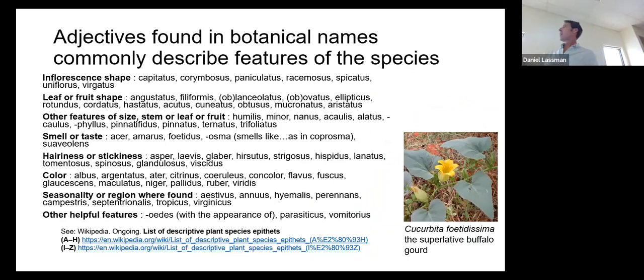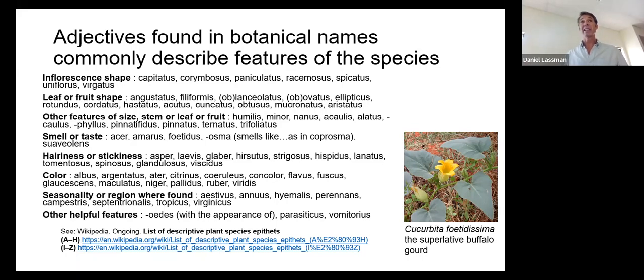I'm kidding. So when you're looking at noun-adjective combinations in Latin, you're going to see a lot of adjective words at the end of the two-word combination, which we'll talk about in a second, that basically just describe a plant. They may describe the inflorescence shape. All of those first line words are inflorescence shapes. So capitatus means head shaped. Corymbosus is a funny shape that's sort of flat on top and kind of vase shaped. They may describe leaf or fruit shape, and all those words are pretty much just shape words.